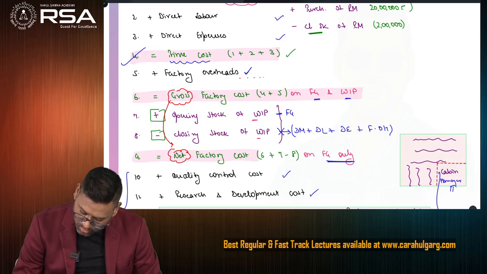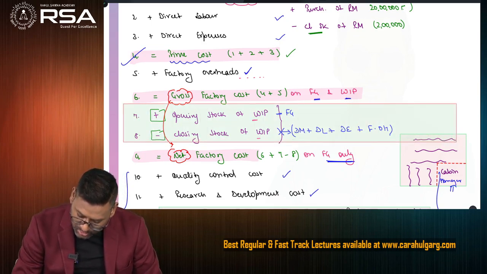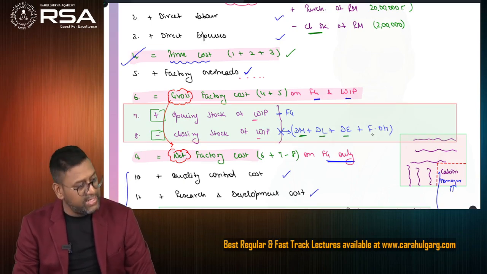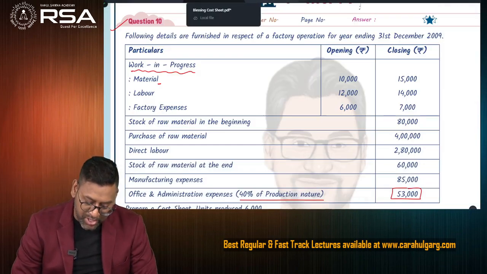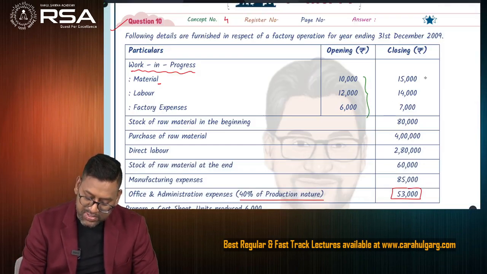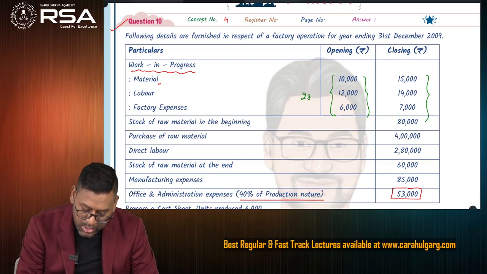You have to see over here. If you see against the WIP, I told you that it has the components of material, labor, expense, and factory overhead. So when the question is giving you the bifurcation in material, labor, factory expense, etc., this bifurcation is not relevant. You may simply add up these three and write down the total. For example, this becomes 28,000.